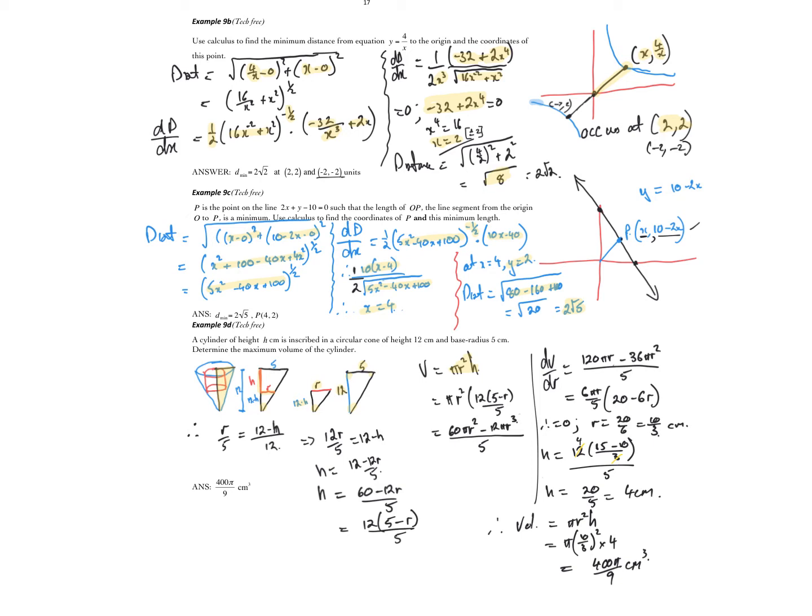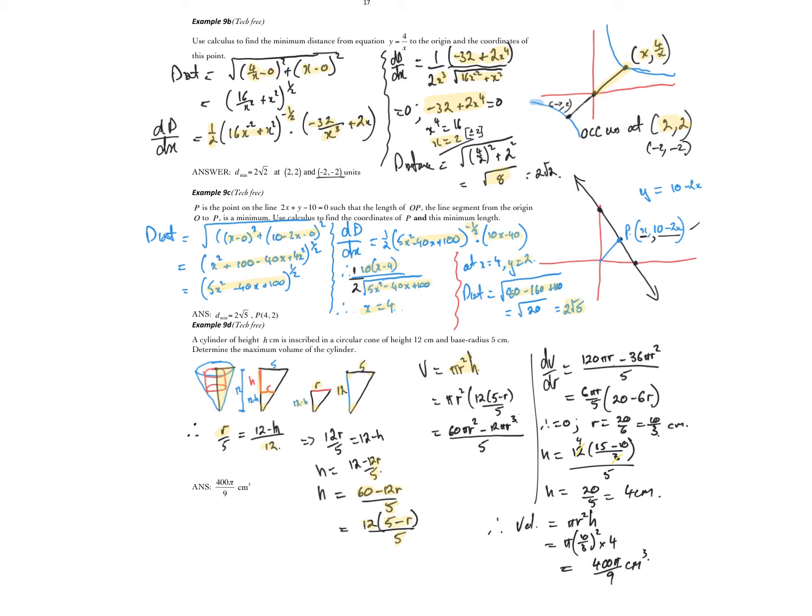I like to get my unknowns in the numerator. So I'm comparing small to big. So if I rearrange that now by multiplying by the 12 across, I get 12r on 5 equals 12 minus h. Add the h over, bring the 12r on 5 across to the right-hand side, get a common denominator. I get h is equal to 60 minus 12r on 5. Maybe take the 12 out the front. I get h is 12 times 5 minus r on 5. So there's my relationship between the two variables.